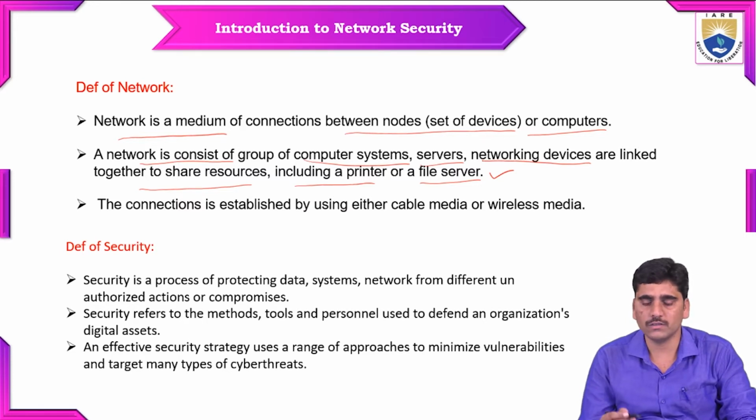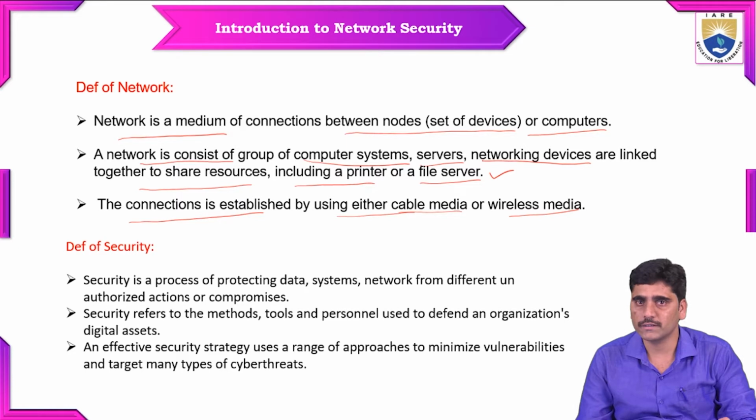Whatever the resources are, like file sharing, drive sharing, folder sharing, anything, we can say that it is sharing of the resources. That includes printers, files, folders, anything. The connection is established by using either a cable media or a wireless media. So these two, cable media or wireless media, are the network connection types. We can access the network or create the network by using either a cable or a wireless media. That is how we can understand and define a network.